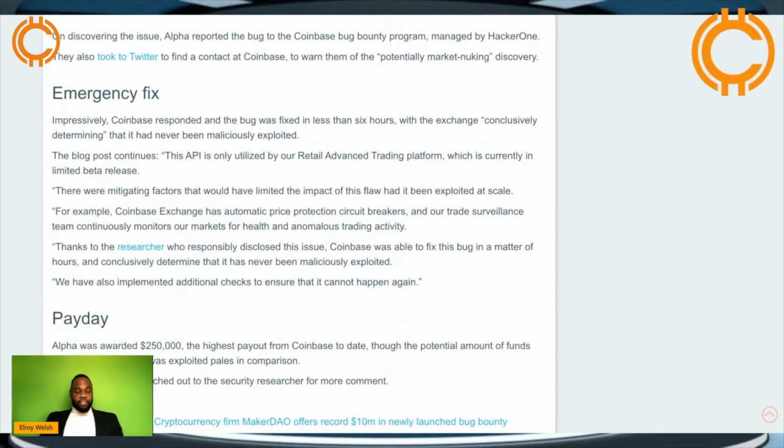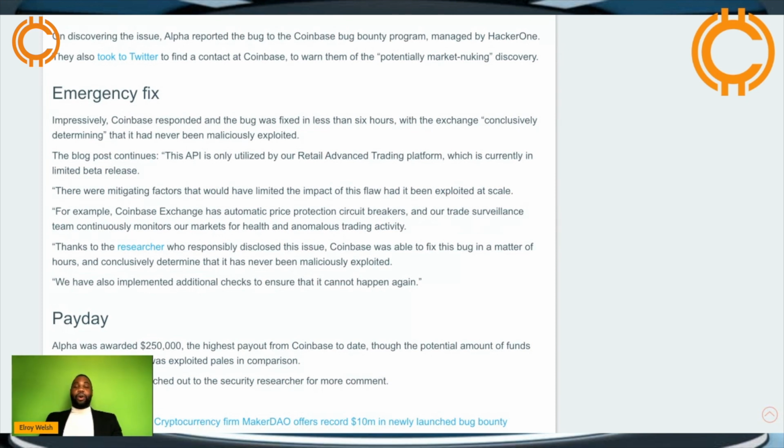It says emergency fix. Impressively, Coinbase responded and the bug was fixed in less than 6 hours. Well, I bet it was, because 6 hours, even that is a huge window for loads of people to be able to use this. So the bug was fixed in less than 6 hours, with the exchange conclusively determining that it had never been maliciously exploited. Wow. So no one actually did use this. He spotted it and he's told them, and they've got it sorted out within 6 hours, but no one actually used it.